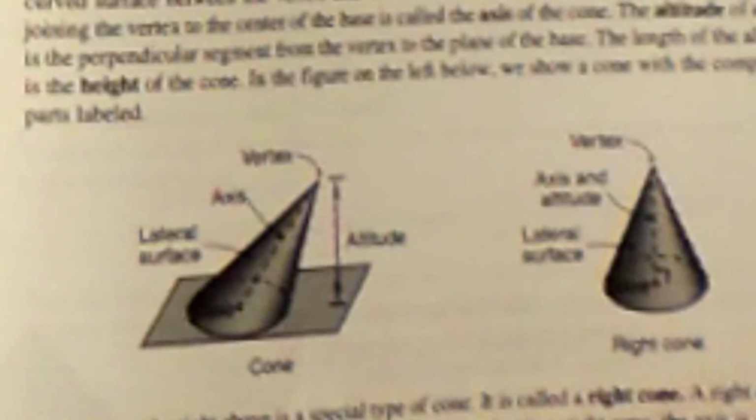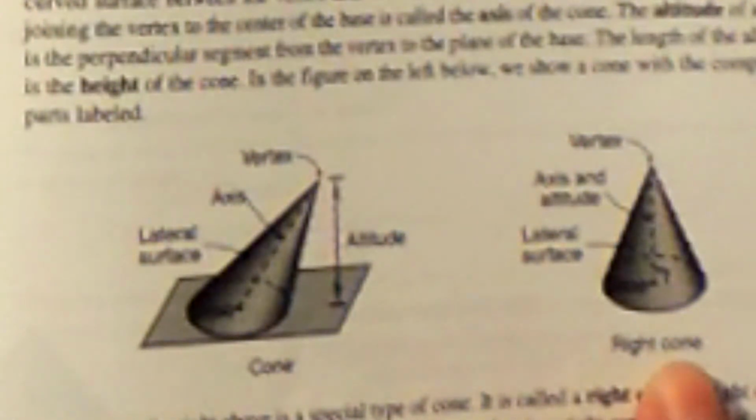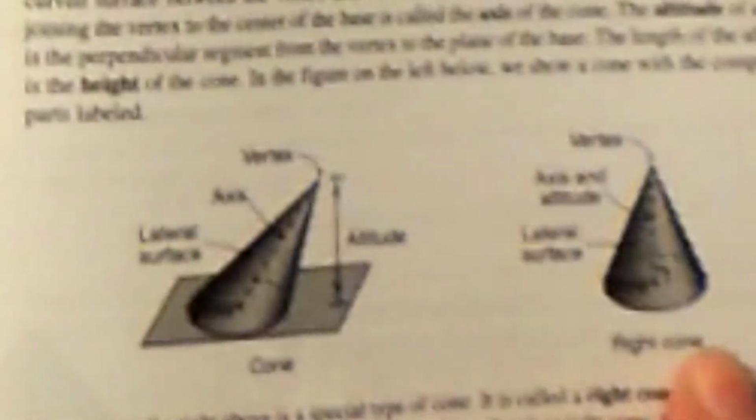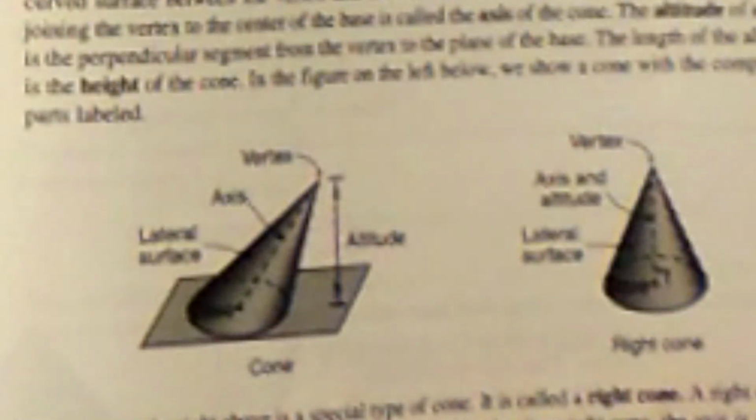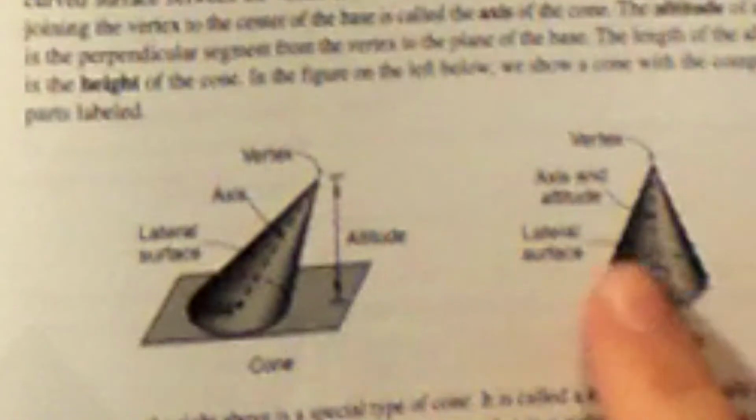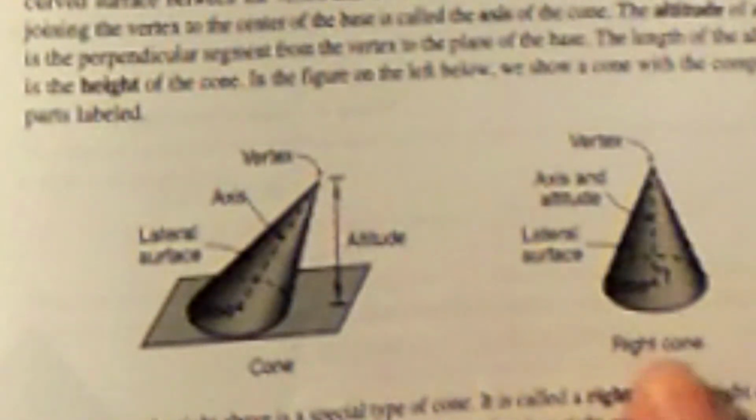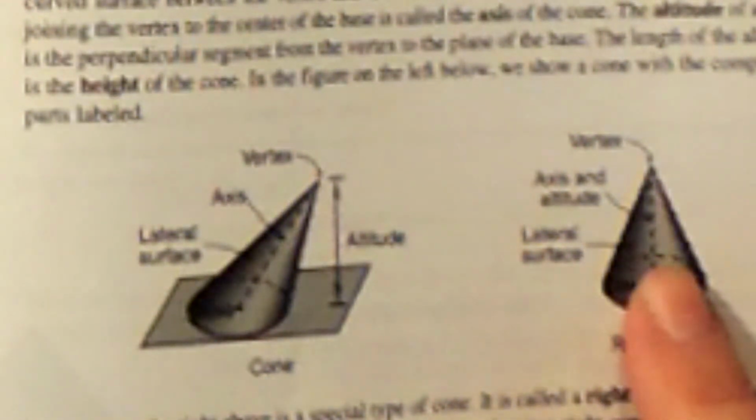We are not only going to talk about right cones, but we're only going to talk about right circular cones, because it is too hard at this point to find the area of an oval with the math that you know. So we are only going to be using right circular cones, so the base is a perfect circle.